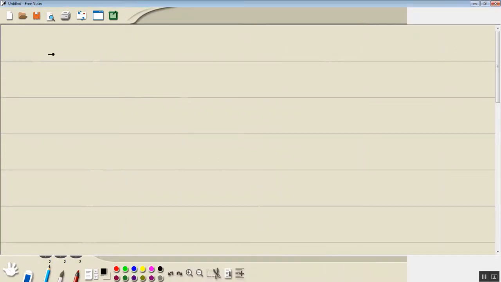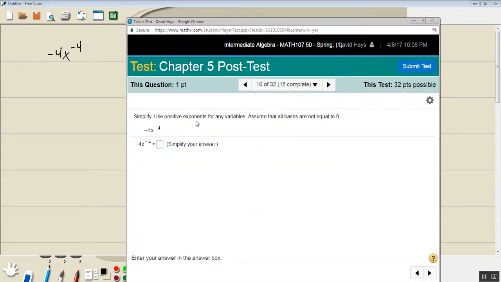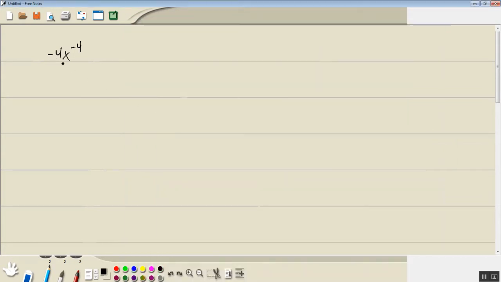And we got negative 4, x to the negative 4. Now right away, simplify and use positive exponents. Even if it didn't say that, we can't have negative exponents. So I want to throw this over 1, because remember earlier I said how we get rid of a negative exponent is you move the part that has a negative exponent to the opposite part of the fraction. So I'll take that x to the negative 4 down below.